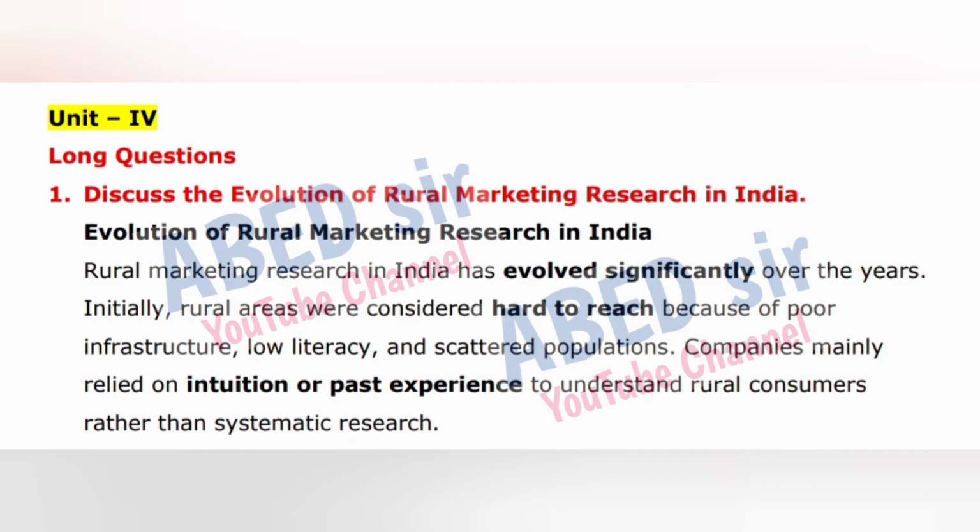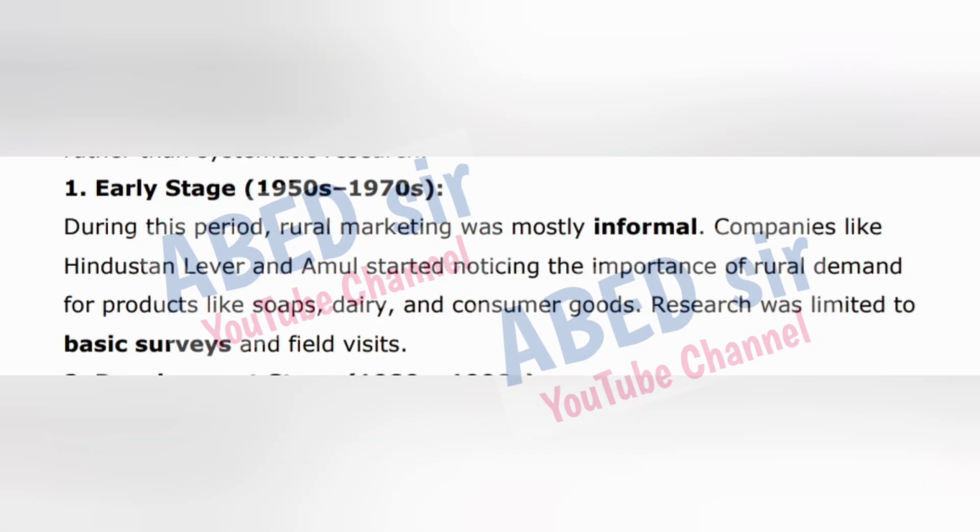Initially, rural areas were considered hard to reach because of poor infrastructure, low literacy, and scattered populations. Companies mainly relied on intuition or past experience to understand rural consumers rather than systematic research. 1. Early stage, 1950s, 1970s. During this period, rural marketing was mostly informal.